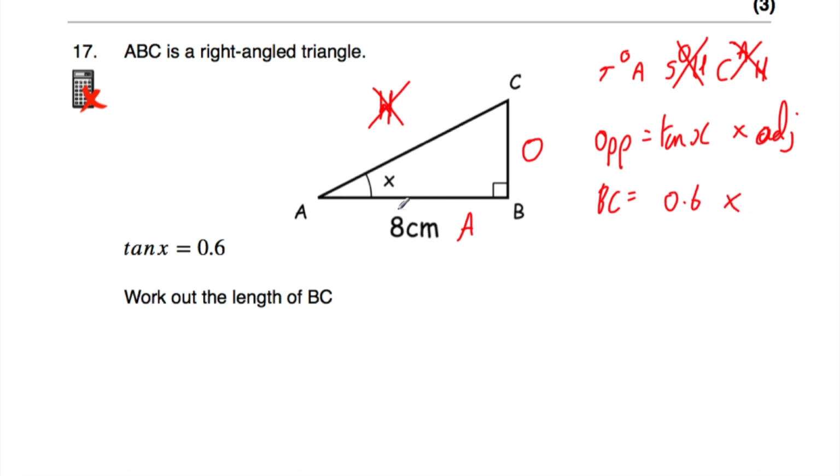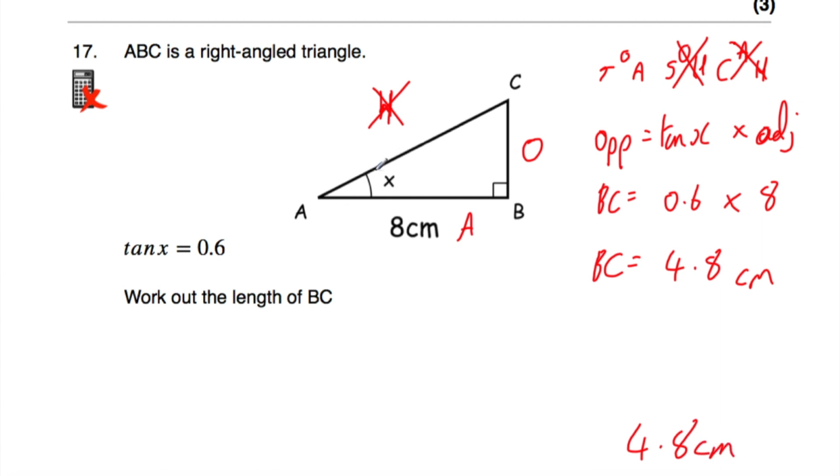And then we're going to multiply that by the adjacent, and the adjacent is equal to 8. So multiply by 8. So that means to work out the length of this side BC, we just need to do 0.6 multiplied by 8. So BC is equal to 0.6 multiplied by 8. Now 6 times 8 is equal to 48, so 0.6 times 8 will be equal to 4.8. So that means that BC is equal to 4.8 centimeters. And that's it. The length of this side BC is 4.8 centimeters.